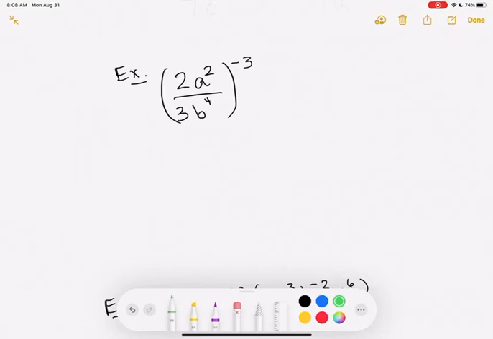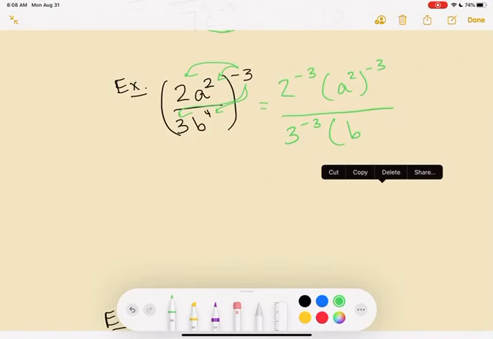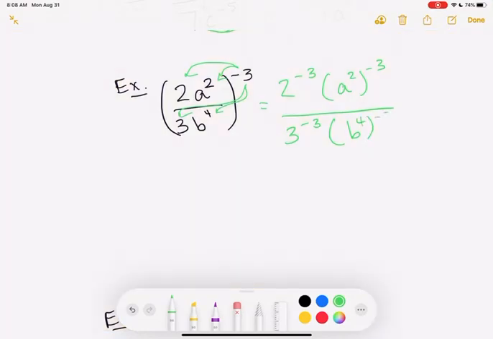So the first thing that I'm going to do is apply this negative 3 to every single piece, meaning that now my problem looks like this. It's now 2 to the negative 3, a squared to the negative 3, over 3 to the negative 3, and b to the 4th to the negative 3.